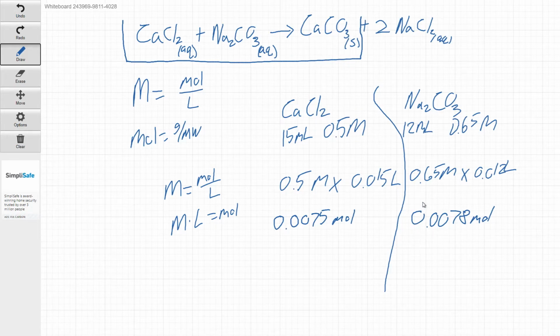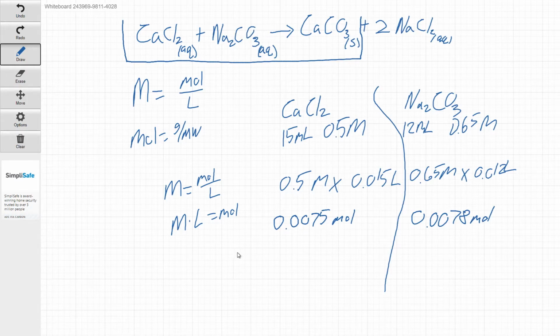Same would be true vice versa with sodium carbonate. So I have 0.0078 moles of sodium carbonate, and that means I would make 0.0078 moles of calcium carbonate. Now, the reason it's whatever one gives us the least is when we do those comparisons and conversions, that's assuming we have excess of the other one.